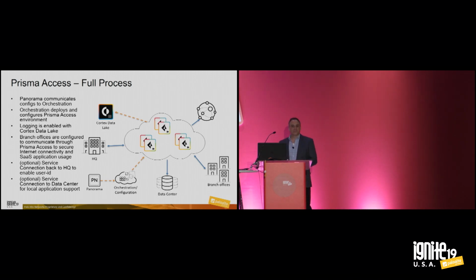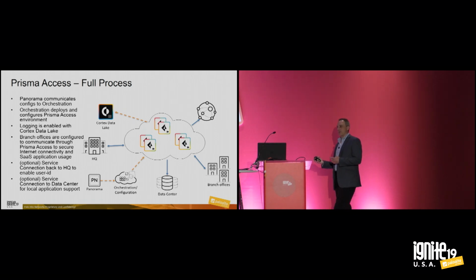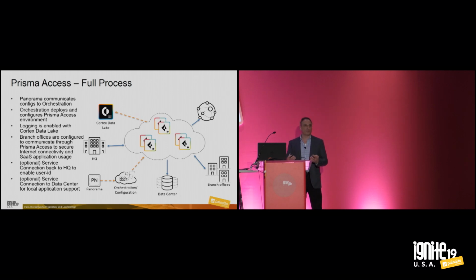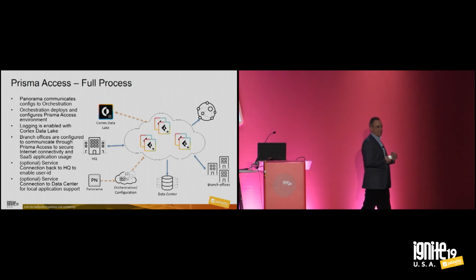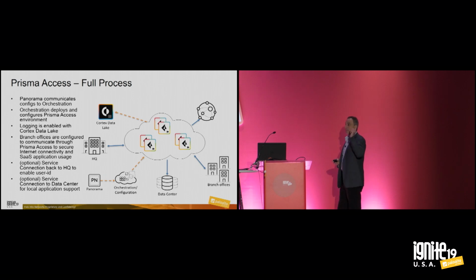Step one. Set all your configs in Panorama for your branch offices. It will then go out and set up the orchestration, and it will auto-deploy into the cloud. Logging is your next step. All that, once again, is done for you. You just need to set it up initially, and then it's going to go out and do that for you.